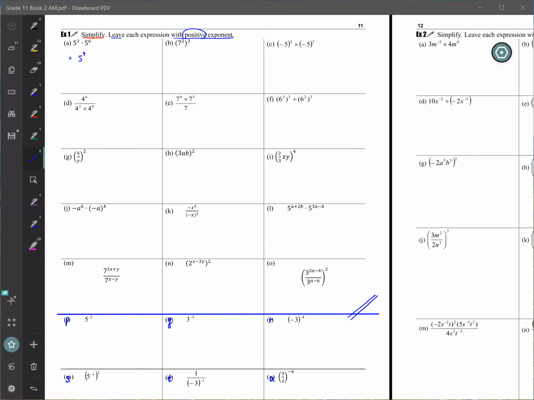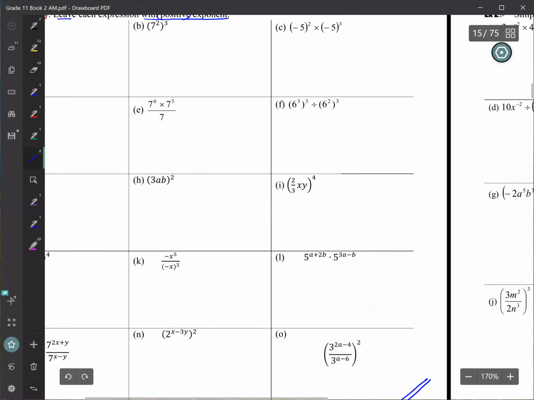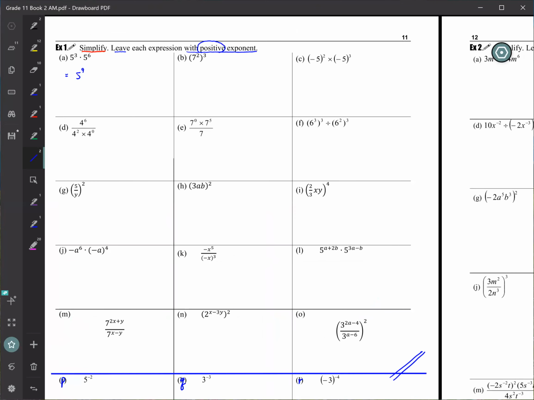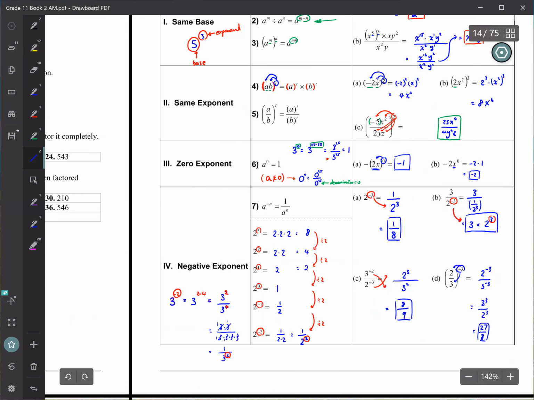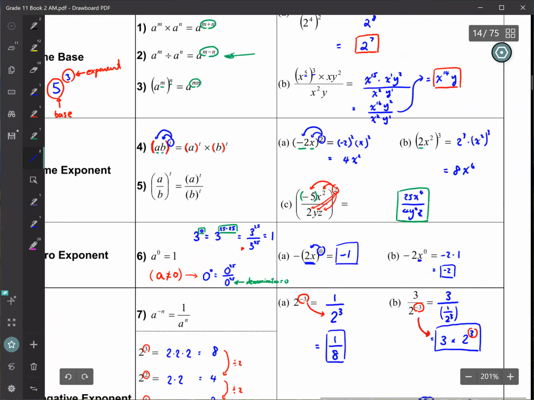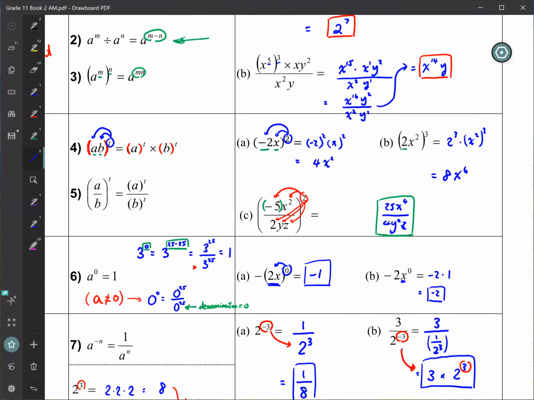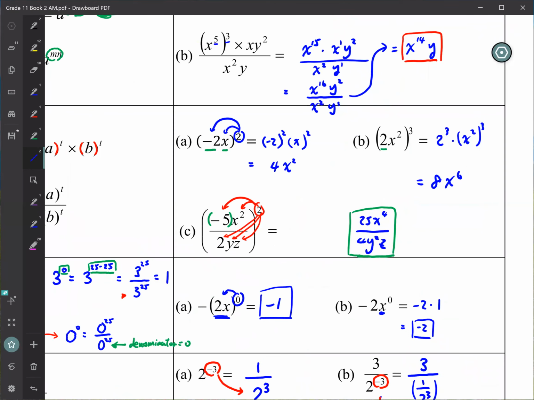Okay, one more thing to mention is that if you get questions like G, H, I, you start to get variables, right? So for example, like what we did before, like this one. For rules number 4 and 5, if you get a mix of variables and numbers, then you need to evaluate the exponent for the number. So I'll highlight that, okay? I'll highlight with a yellow.